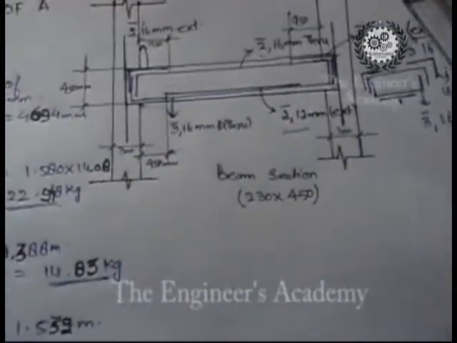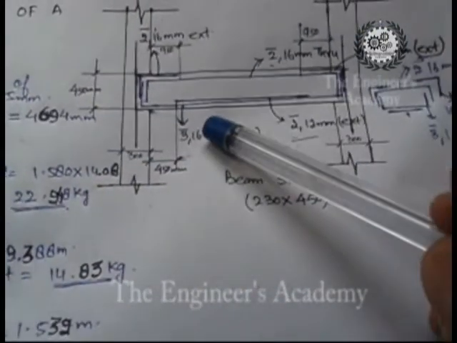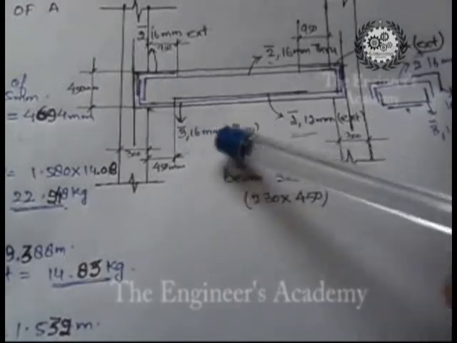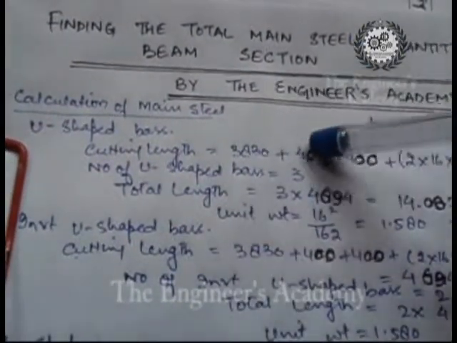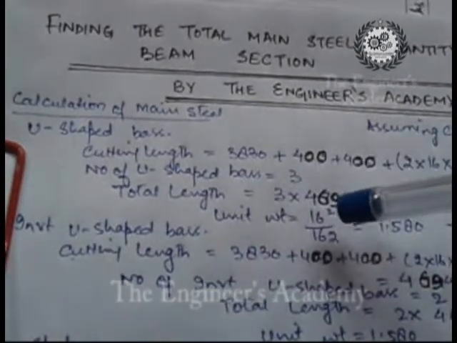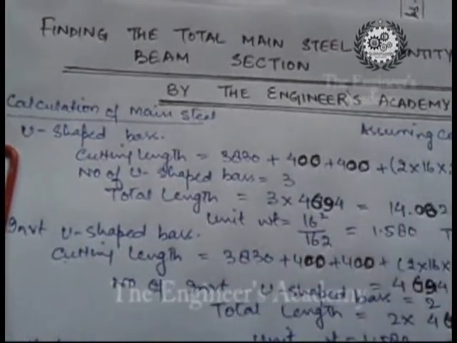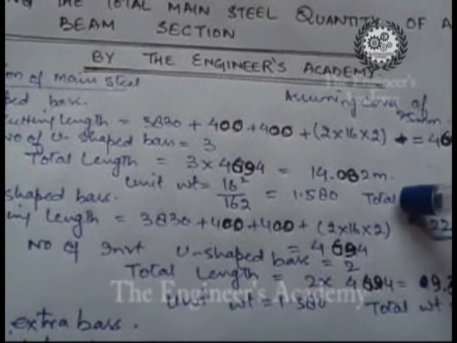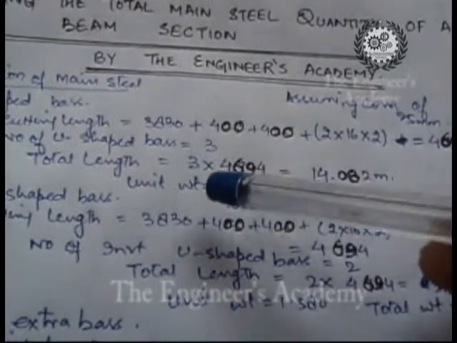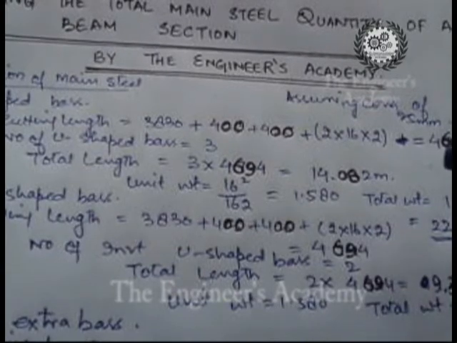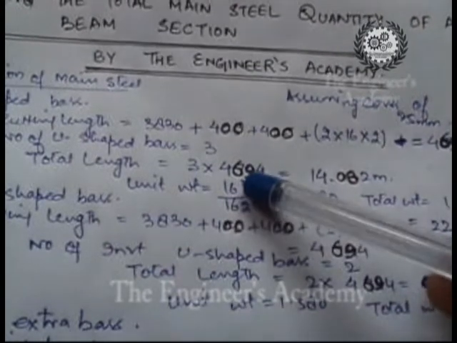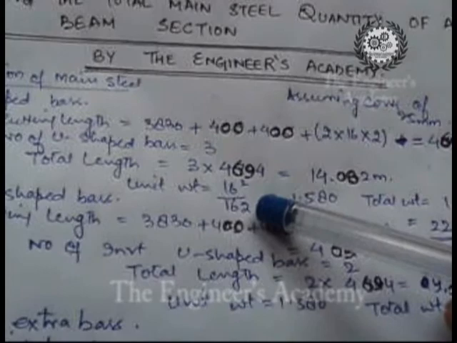Then the number of tension reinforcement bars that we are using in the beam is 3, so the total number of U-shaped bars will be equal to 3, and the total length will then be 3 into 4694 millimeters, that is equal to 14.082 meters. Now the unit weight of a steel TMT bar is equal to diameter squared divided by 162.